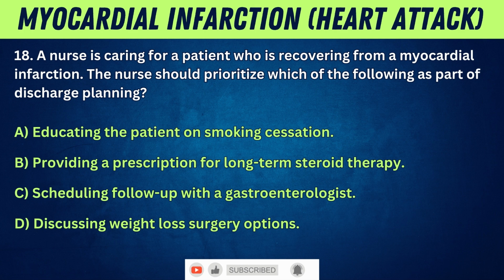A nurse is caring for a patient who is recovering from a myocardial infarction. The nurse should prioritize which of the following as part of discharge planning? A. Educating the patient on smoking cessation. B. Providing a prescription for long-term steroid therapy. C. Scheduling follow-up with a gastroenterologist. D. Discussing weight loss surgery options.